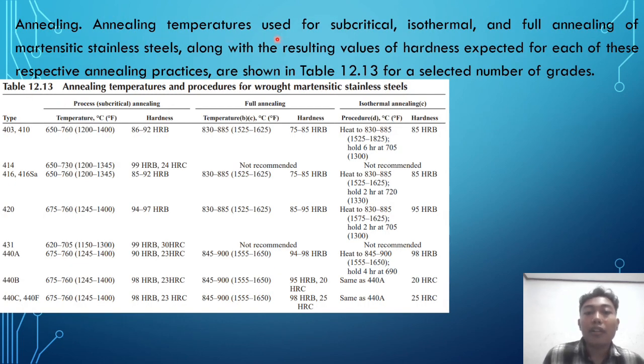Annealing temperatures are the temperatures used for subcritical, isothermal, and full annealing of the martensitic stainless steels, along with the resulting levels of hardness expected for each of their respective annealing processes, shown in table 12.13 for a selection of grades. This is table 12.13, annealing temperature and hardness of raw martensitic stainless steel. Next.